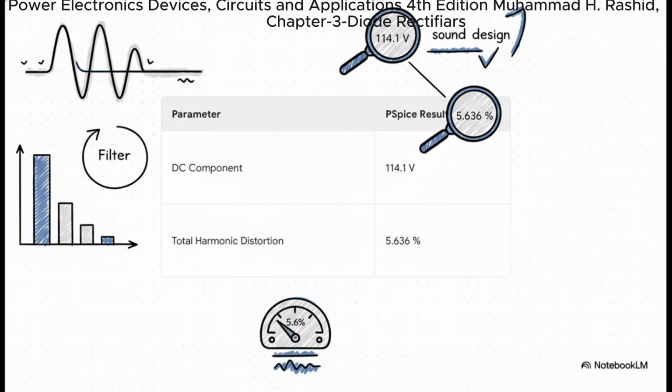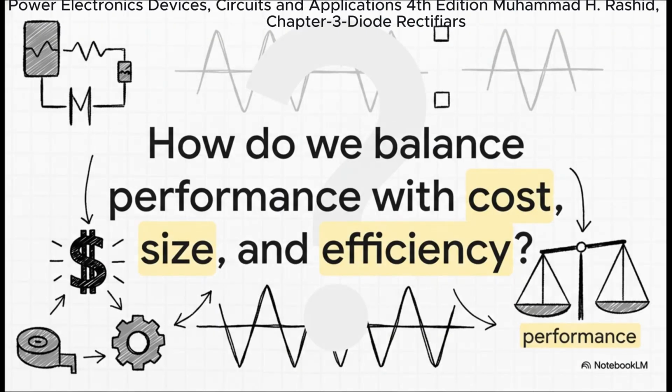The simulation shows we get a nice, clean DC output of about 114 volts. And the most important number, the total harmonic distortion, comes in at just 5.6%. This is fantastic. It's super close to our target, and it proves that our calculations were spot on. Our filter design works.